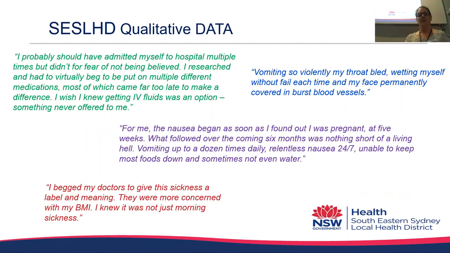For part of the initiative across southeastern Sydney, I've been engaged with women who've had hyperemesis and had their care across the district. And this is some of the quotes from the women who've had their care here. For me, the nausea began as soon as I found out I was pregnant at 5 weeks. What followed over the coming 6 months was nothing short of a living hell, vomiting up to 12 times daily, relentless nausea 24/7, unable to keep most foods down, and sometimes not even water.